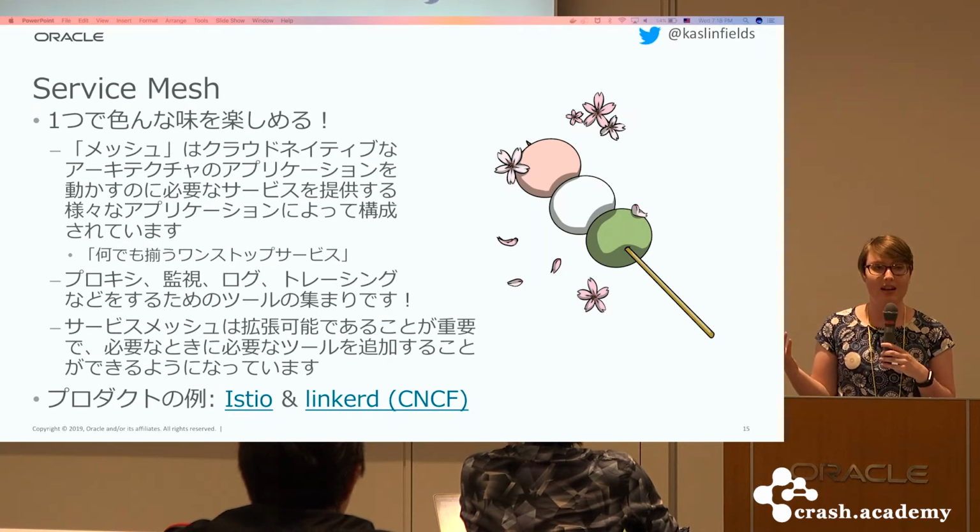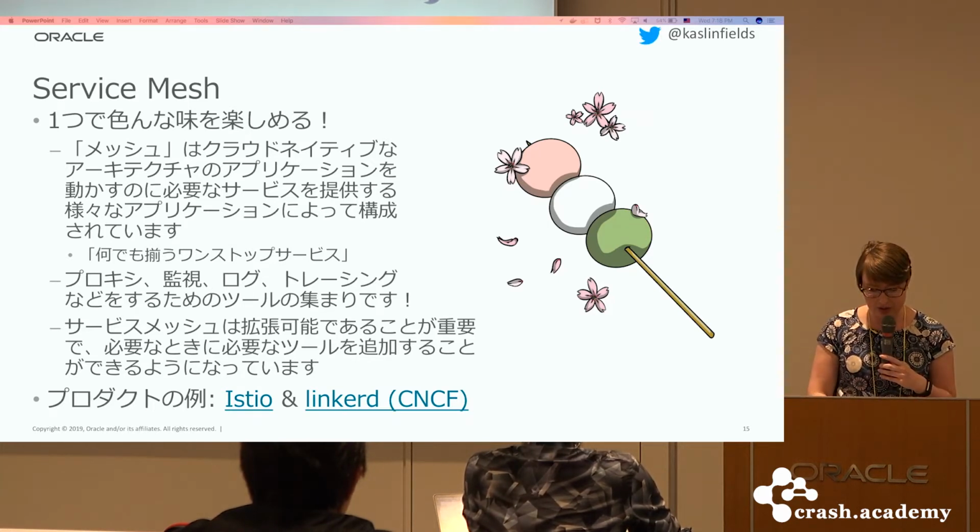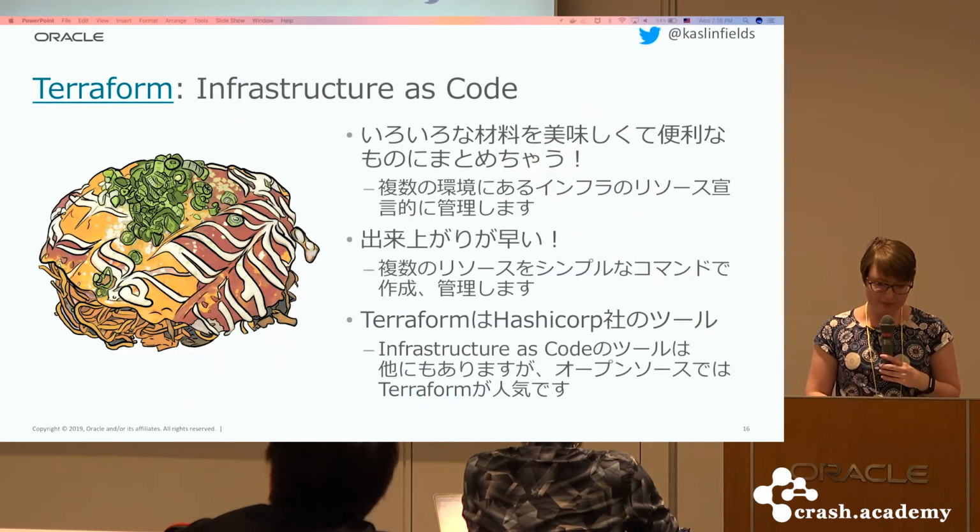And some examples are Istio and Linkerd. So Linkerd is owned by the CNCF. Istio is another common service mesh that you'll hear talked about. And I do presentations on those too. So if you would like to ask questions, feel free.